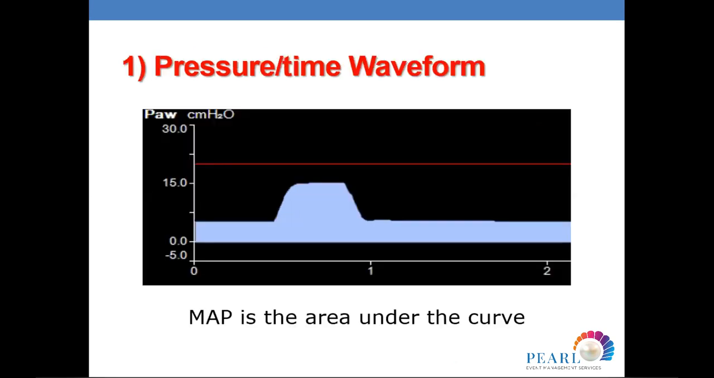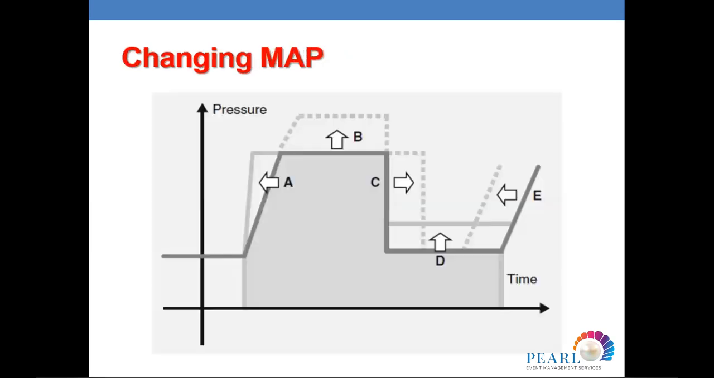Very important understanding here: the area under the curve in the pressure time waveform is a simple way to calculate the MAP. So the area under the curve of the pressure time waveform is equal to the MAP. Why is MAP important? Because MAP is for oxygenation.